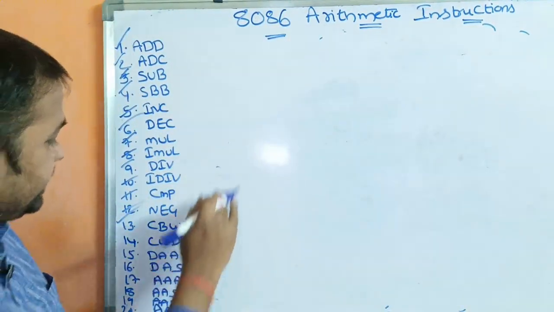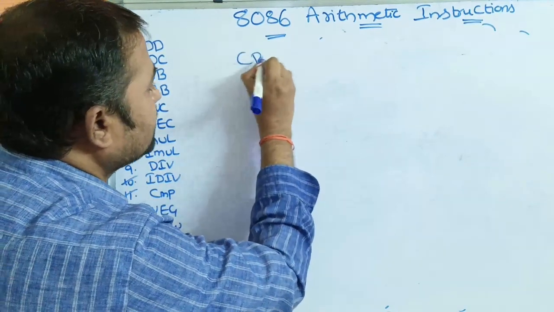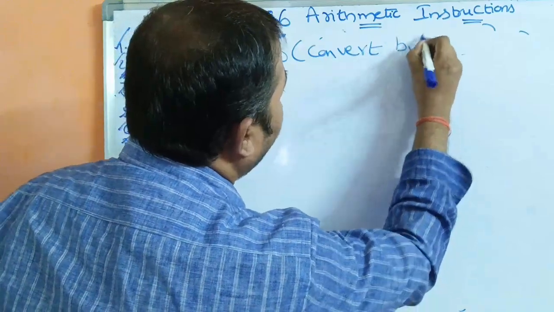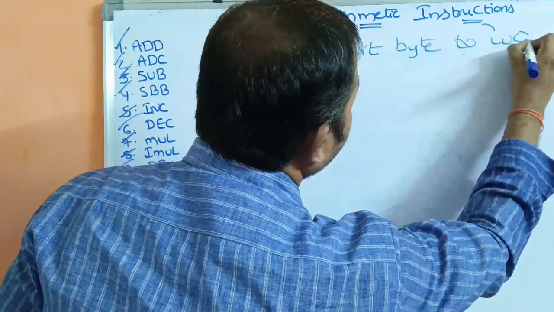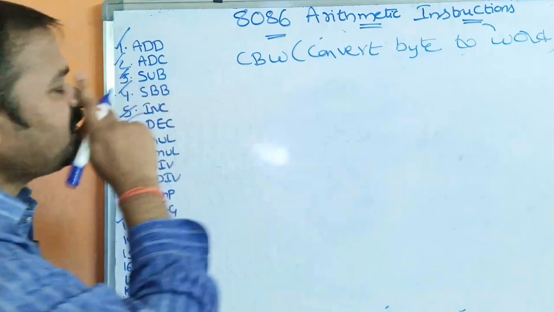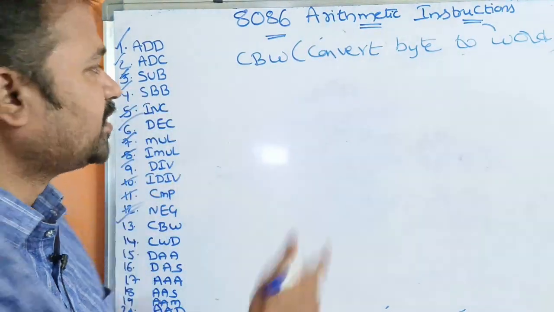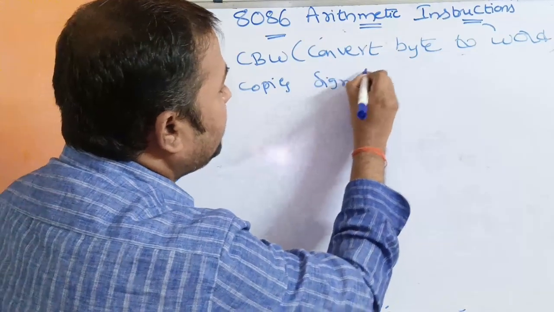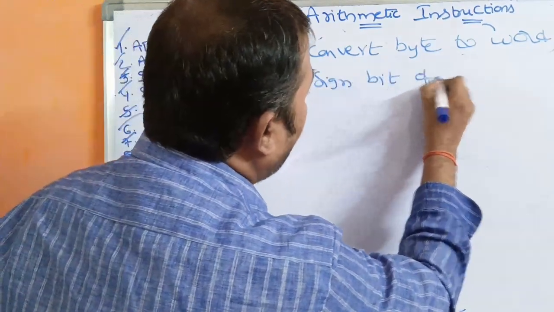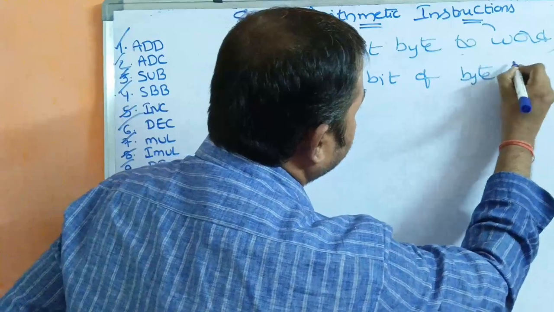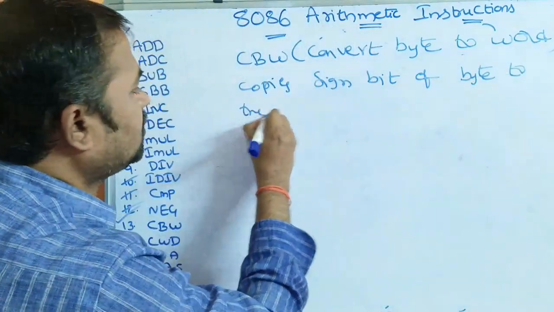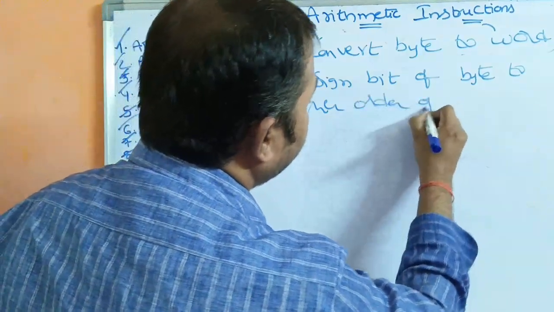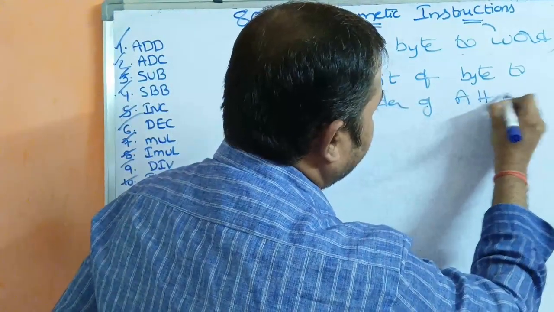Let us see the next one, CBW. CBW stands for convert byte to word. B stands for byte, W stands for word. Here what will happen is it copies the sign bit of the byte to the higher order bits of the AH register.